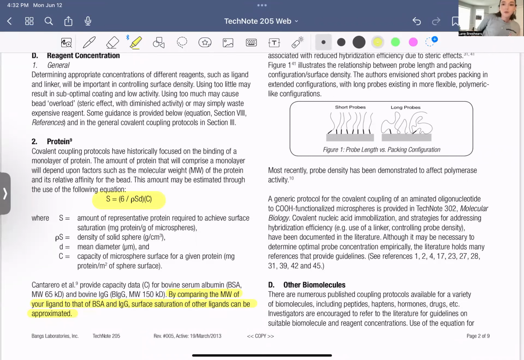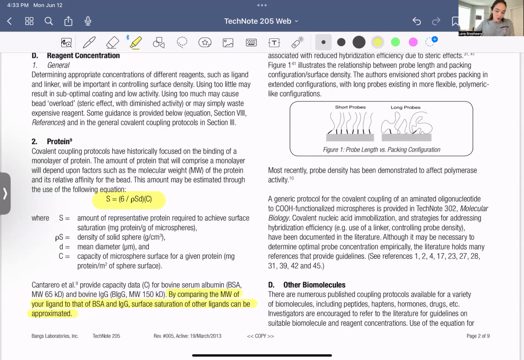Okay, welcome back. So this is part two, I guess, of going through TechNote 205 by Bangs Laboratories regarding covalent coupling, looking into how to design a protocol for permanently binding molecules. This is a fantastic resource. It really goes into detail about the reactive components, which we went through in part one. And now we're looking at other things to consider when creating your protocol. So let's just jump right in, okay?